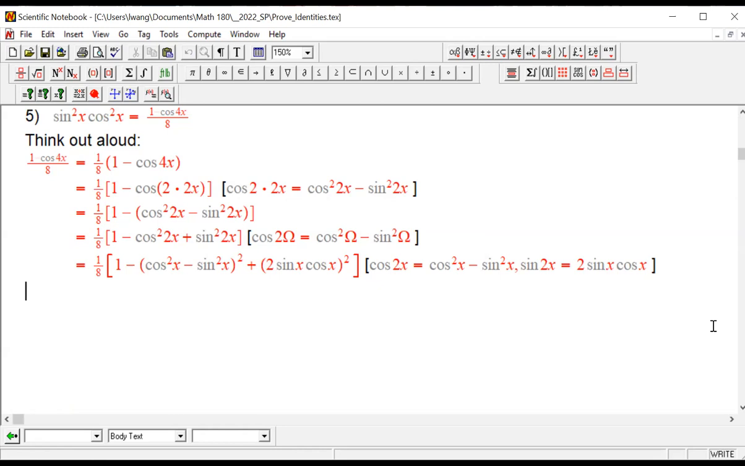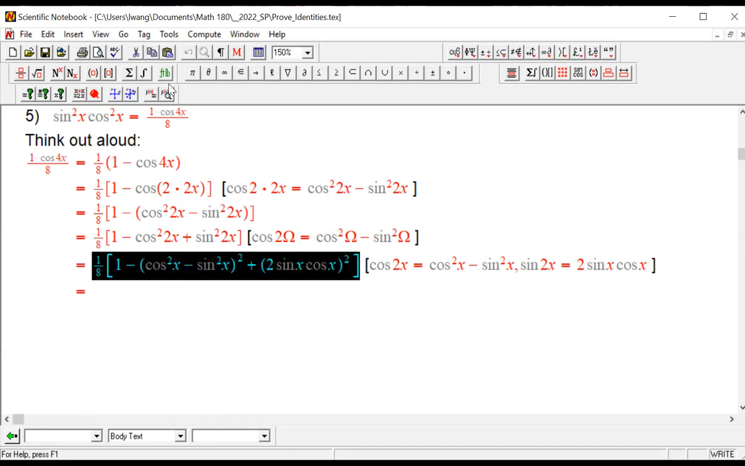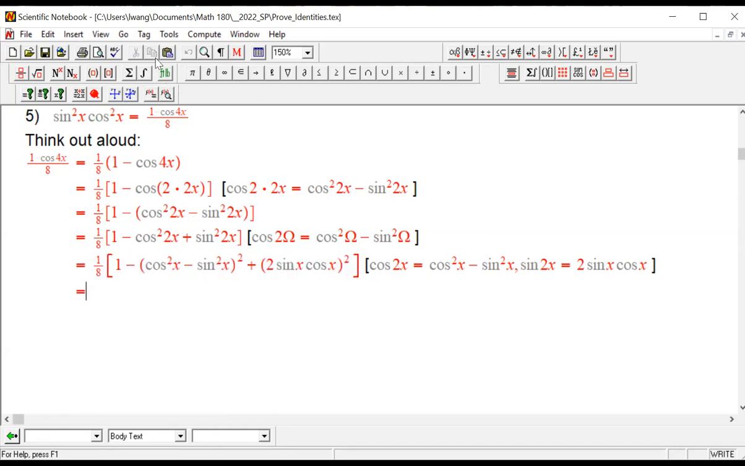Okay, so now we got all these squares. What are we going to do? Well, we just have to do FOIL. So let's see how we're going to do the FOIL. All of these things in the bracket, we're going to square this piece. So how do we square this piece?